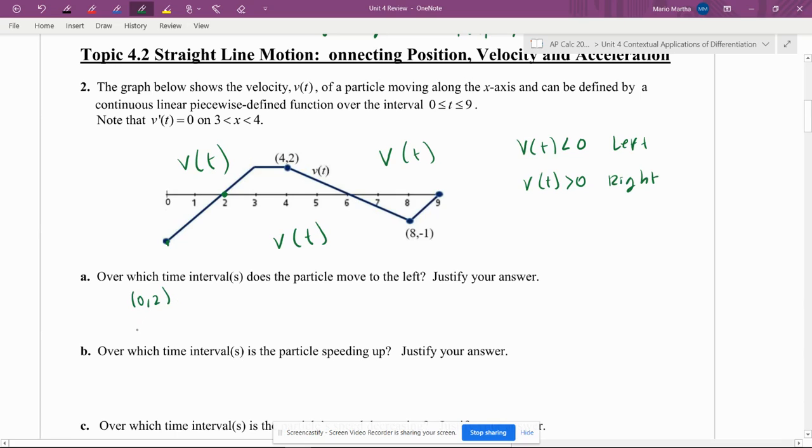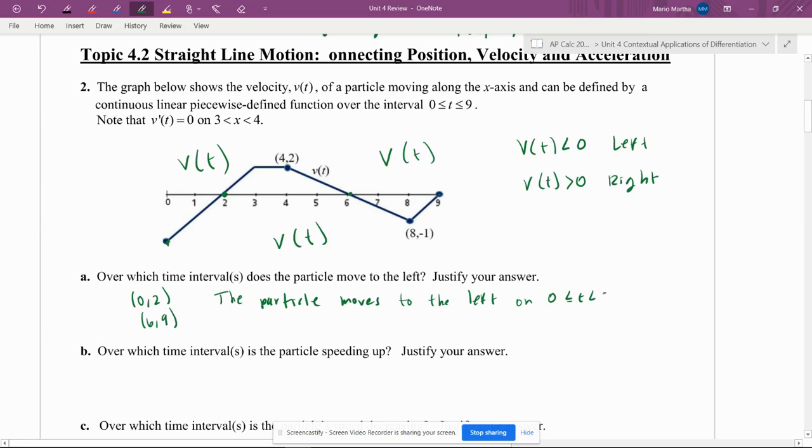And also, it seems to me between 6 to 9, right? Between 6 to 9. All right. So justification for our answer would be pretty much we can say the particle moves to the left on the intervals on t is between 0 and 2.